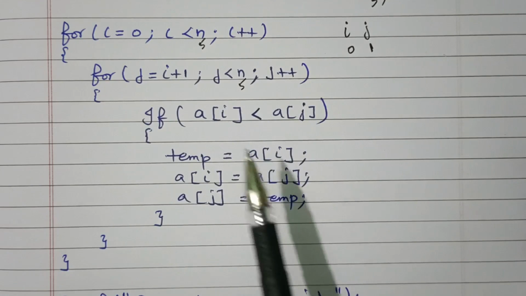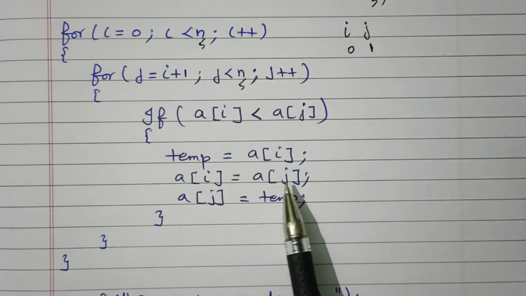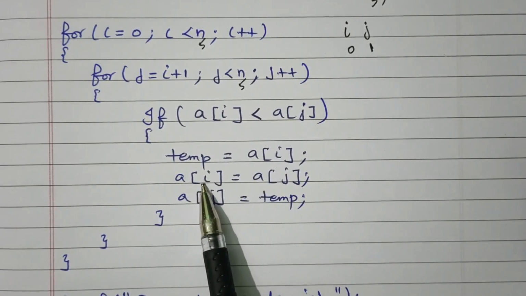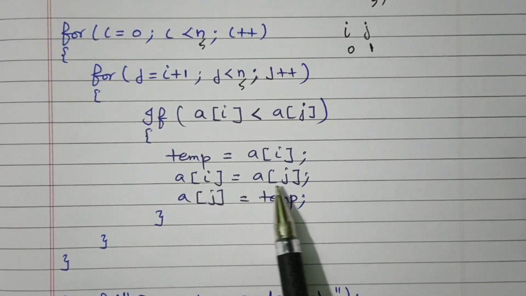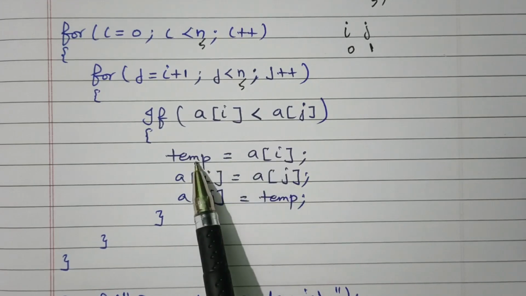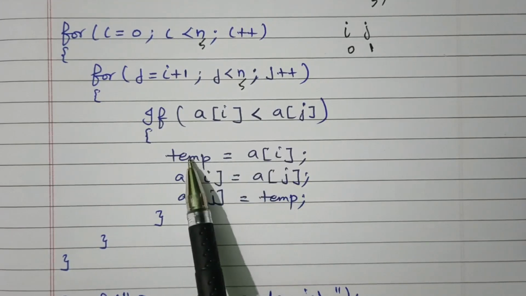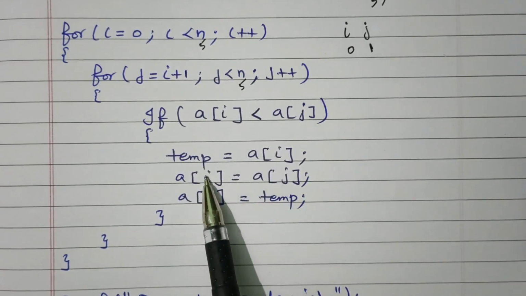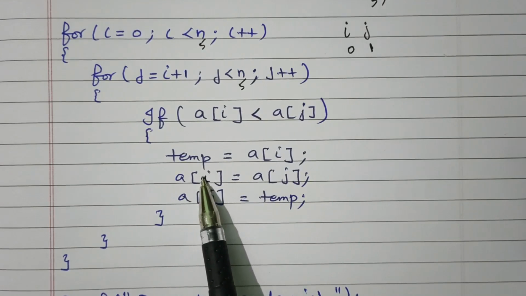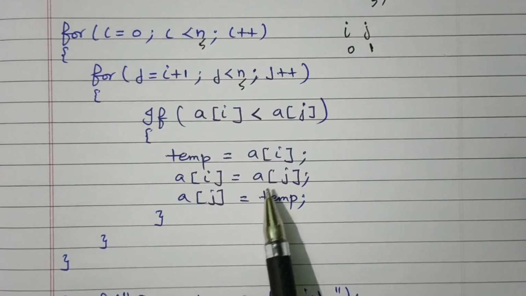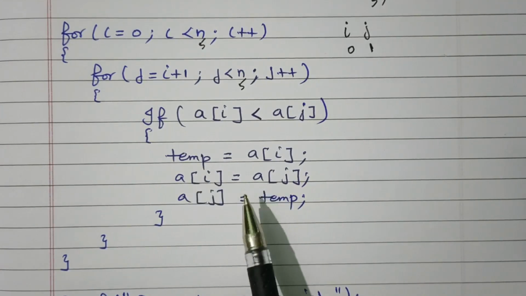We need to interchange. The a of j is stored in a of i. The second number is placed in the first number. So while doing this, the content of the first number is overwritten. So before storing the second number into the first number, the first number is stored in a temporary location. Thereafter, the second number is placed in the first number. Now it is overwritten, but the first number is available in the temporary location, and that is stored in the second number. Right. So we need to interchange the second number and the first number.